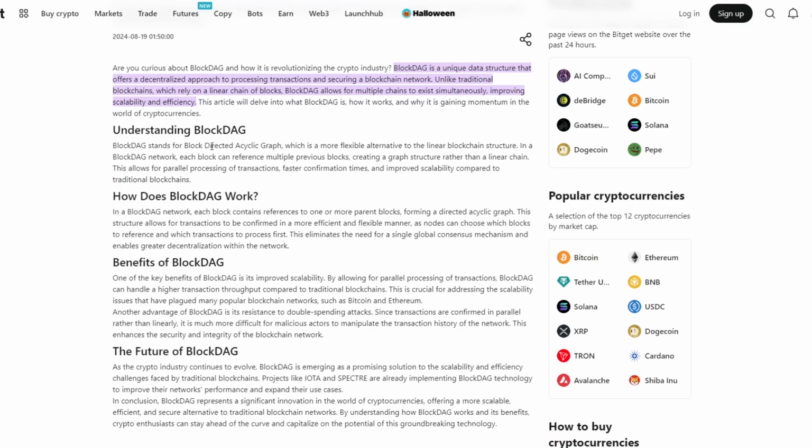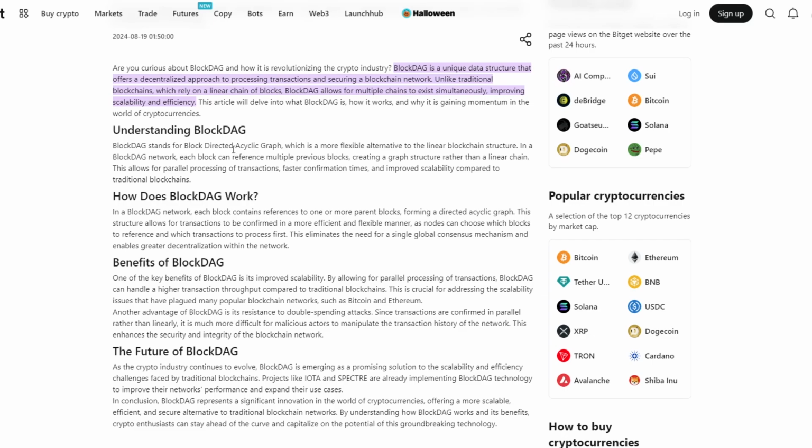As we've already said, it stands for Directed Acyclic Graph, and is a more flexible alternative to a linear blockchain. A blockchain normally is linear, one block after another, and in a DAG network each block can reference multiple previous blocks, creating a graph structure rather than one block after another. This allows for parallel processing of transactions, faster confirmation times, and improved scalability compared to traditional chains.